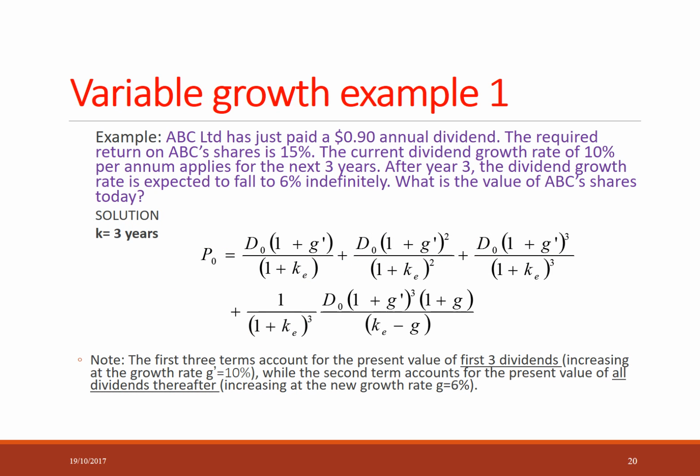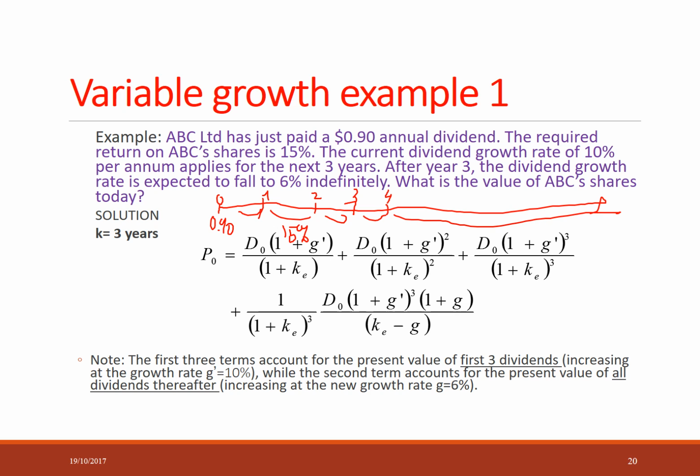So for example, we have this company here. If we draw a timeline, this is what it looks like. So in year 0, we get paid 90 cents in dividend. From year 1 to year 3, the growth rate is 15%. So this is the period of high growth. Then starting from year 4 onwards, the growth rate becomes 6%. Right.